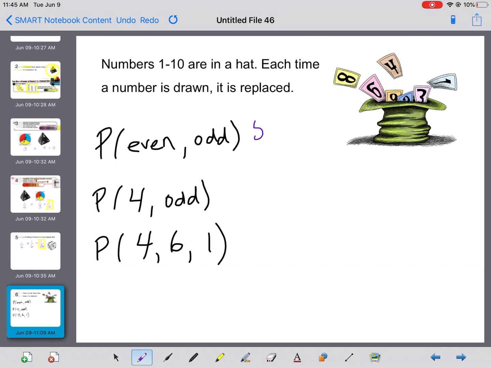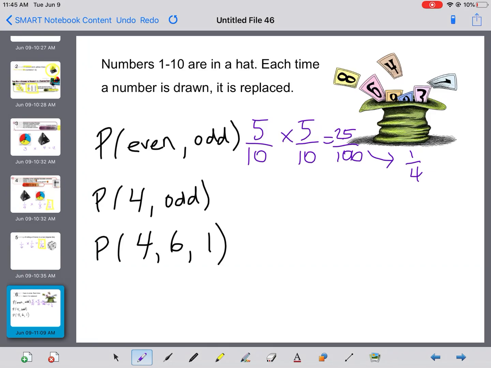So the probability of drawing an even number: there are 5 even numbers out of 10 in the numbers 1 through 10. So that's our first probability. For an odd number, the probability is also 5 out of 10. So to find the probability of drawing an even number and then an odd number, all we do is multiply these. So we get 25 out of 100, and that simplifies down to 1/4. You have a 1 in 4 chance of drawing an even number and then an odd number.